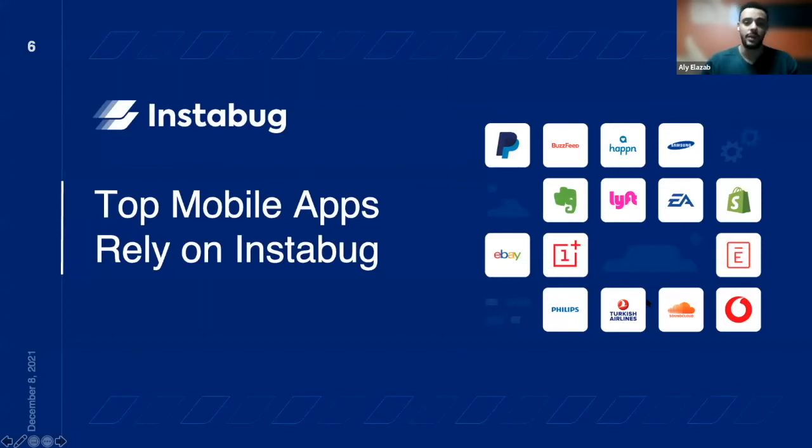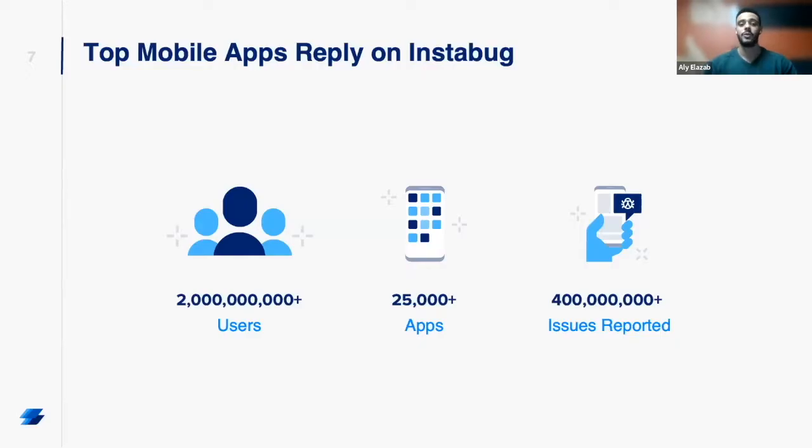A lot of top mobile applications rely on Instabug for app performance and stability. Just to name a few of them: PayPal, Lyft, EA Sports, SoundCloud, which just shows you how our product really adds value to these teams. Next slide, please. Instabug is currently deployed on more than 2 billion devices, with more than 25,000 apps using Instabug, and more than 400 million issues reported through Instabug. Next slide.